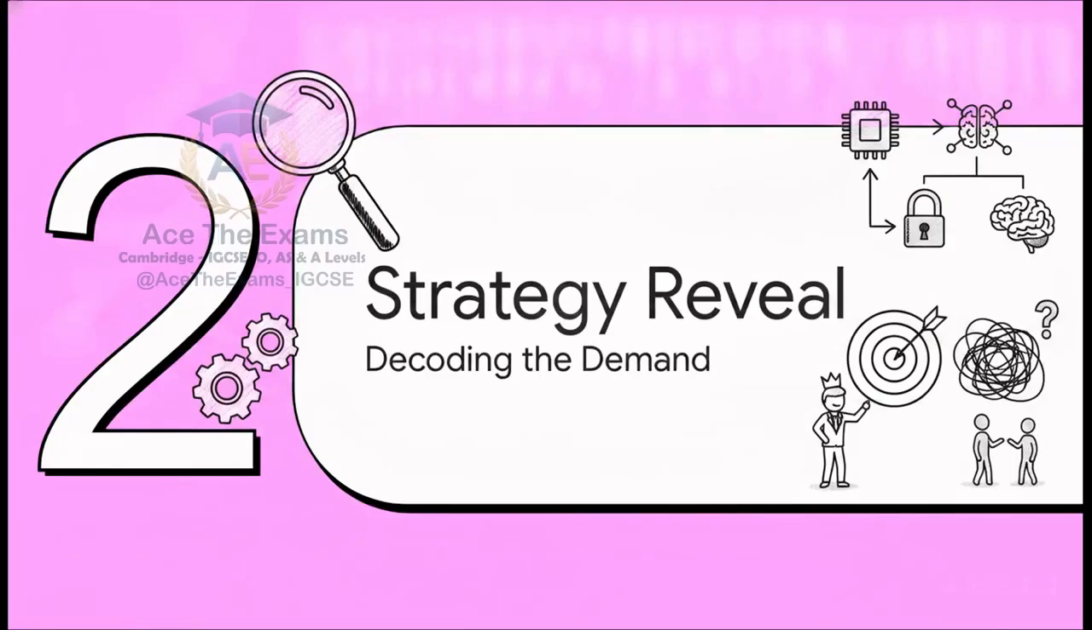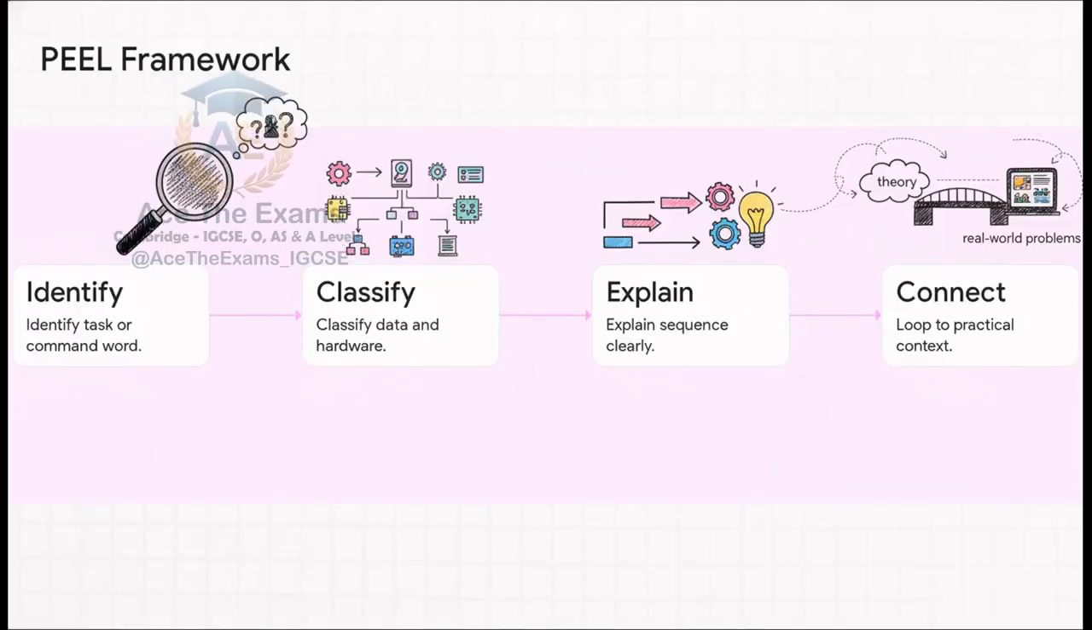Section 2. The strategy reveal. Decoding the demand. Okay, so how do we avoid the massive traps that Alex and Sam fell straight into?